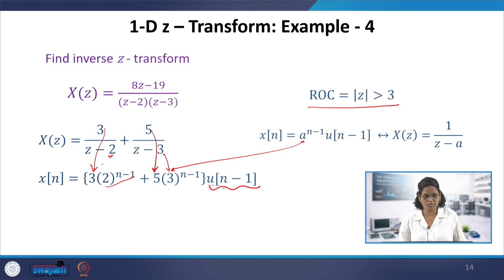That's a right sided sequence. If the ROC is something different, between 2 and 3, then this would be different, because the sequence we get depends on the ROC here. So the ROC is greater than 3, so this equation is valid now in the inverse Z transform. This is unilateral because the u of n has n minus 1 in the sequence.